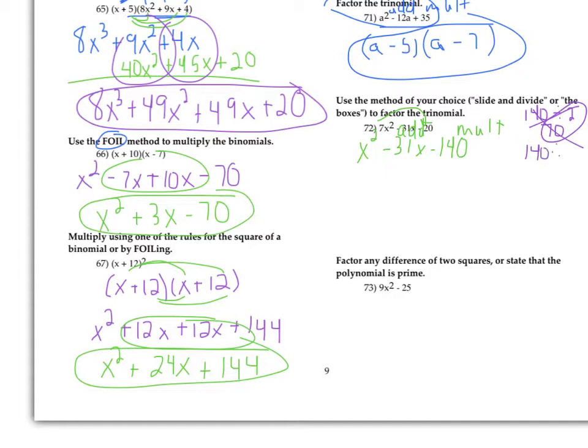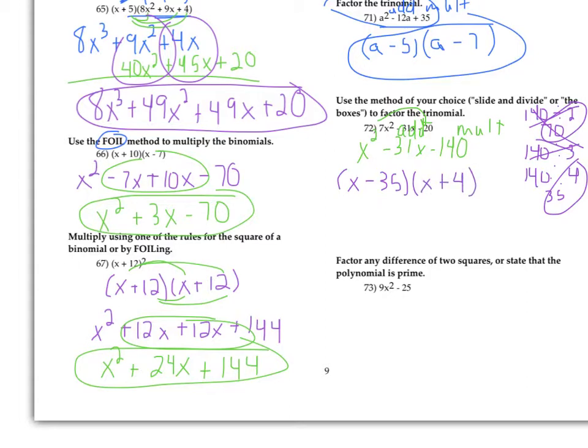140 divided by 3. We're just going to keep going until we figure it out. 140 divided by 3, that's a decimal. 140 divided by 4 is 35. So we look at 35 times 4. We subtract them. Oh, we could get 31 that way. So that's what we need. We need to make the 35 be negative so that we can get a negative 31.